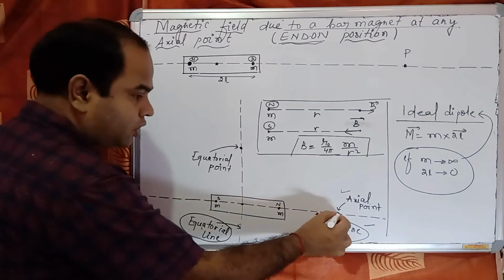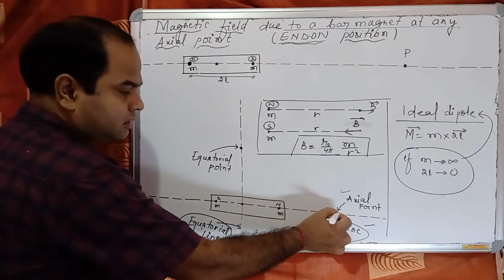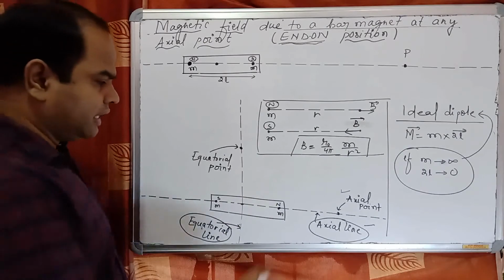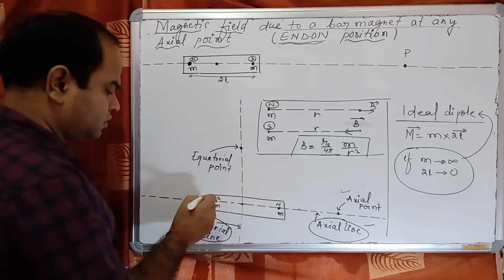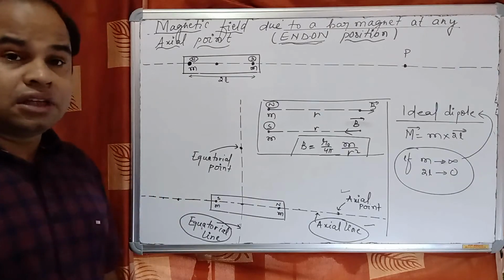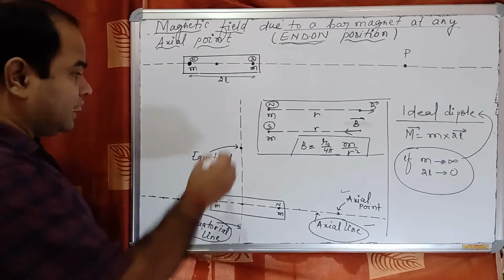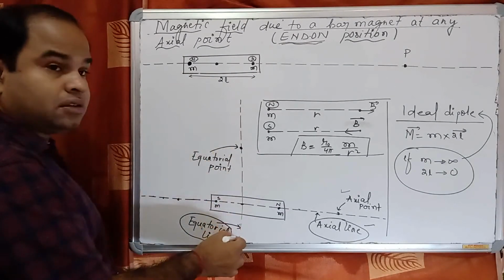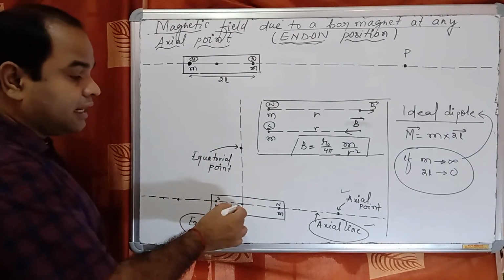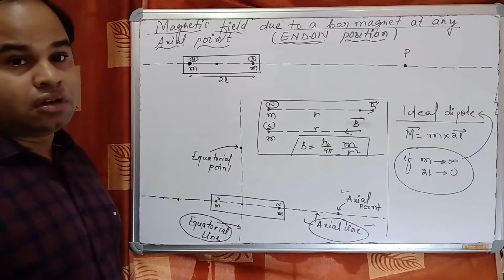If we take a point on this line, let us say this is called the axial point. Any point on the axial line is called an axial point. Similarly, the line which is passing through the center and perpendicular to the axial line is called the equatorial line.